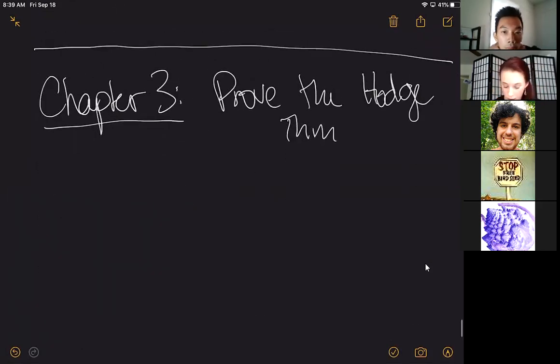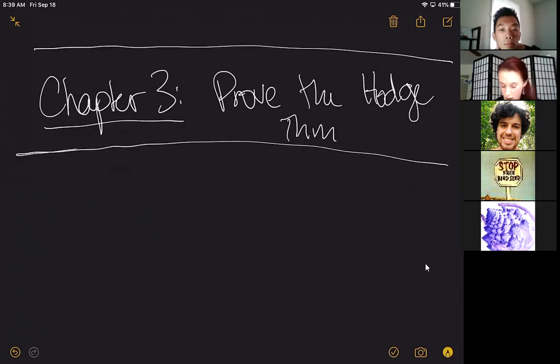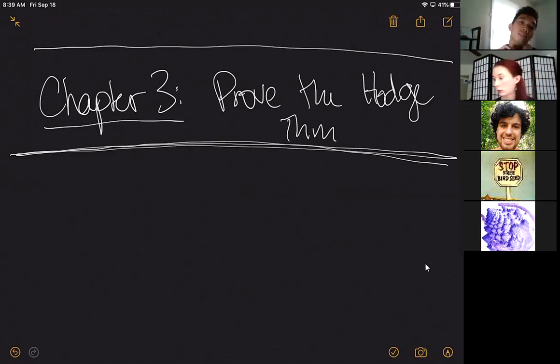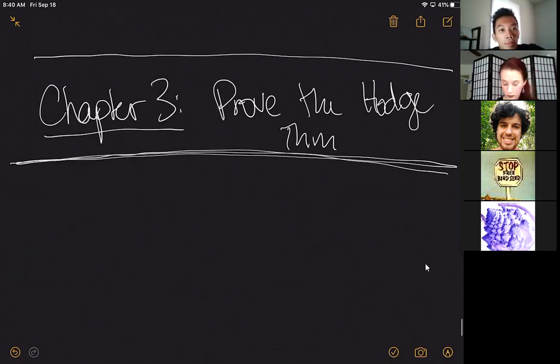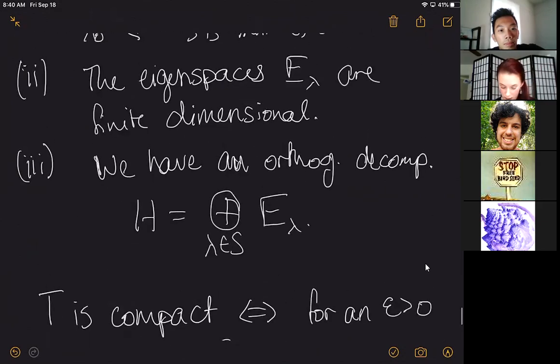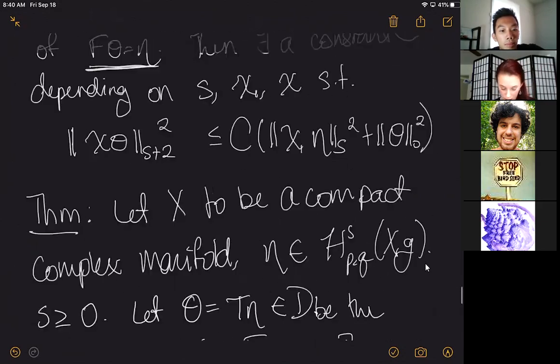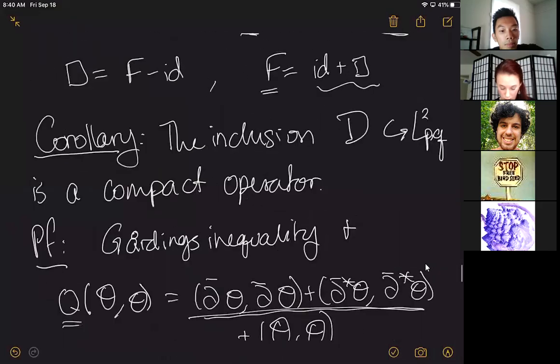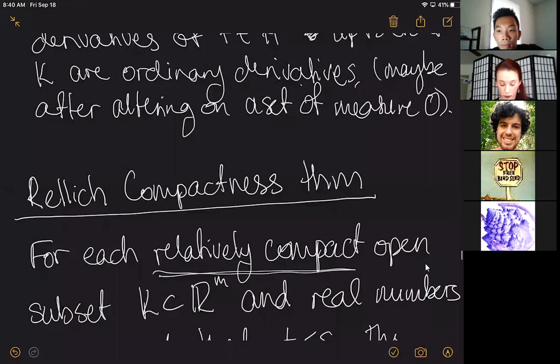Okay, so now we're going to prove the Hodge theorem. And we stated the Hodge theorem in 3 parts. We're not necessarily going to prove it 1, 2, 3. And just for the sake of time, instead of rewriting the whole thing, I'm going to go back up to where I wrote it down the first time.